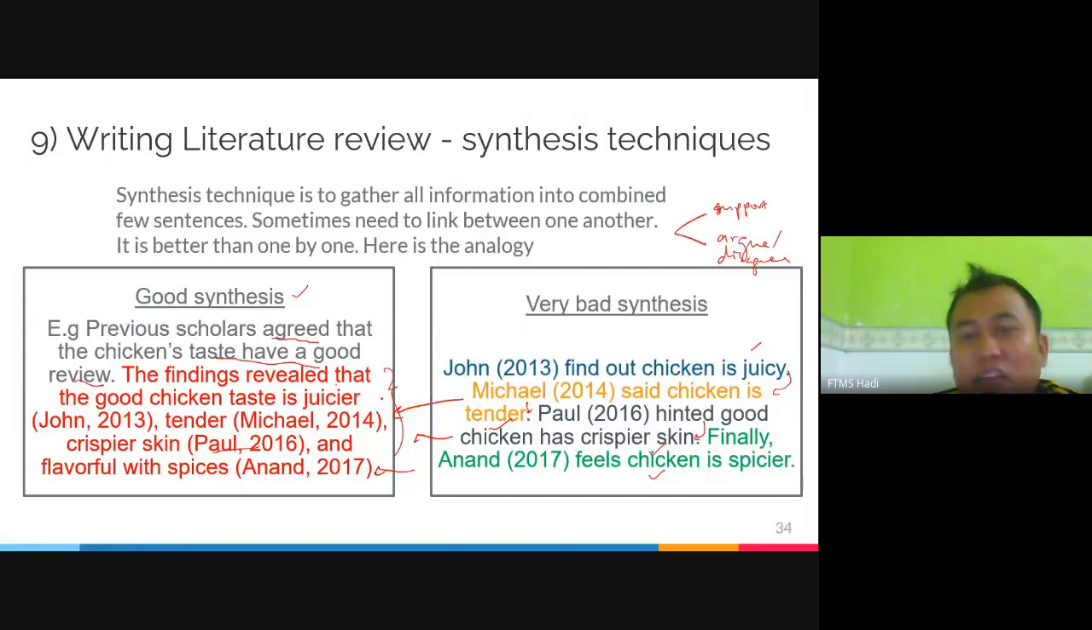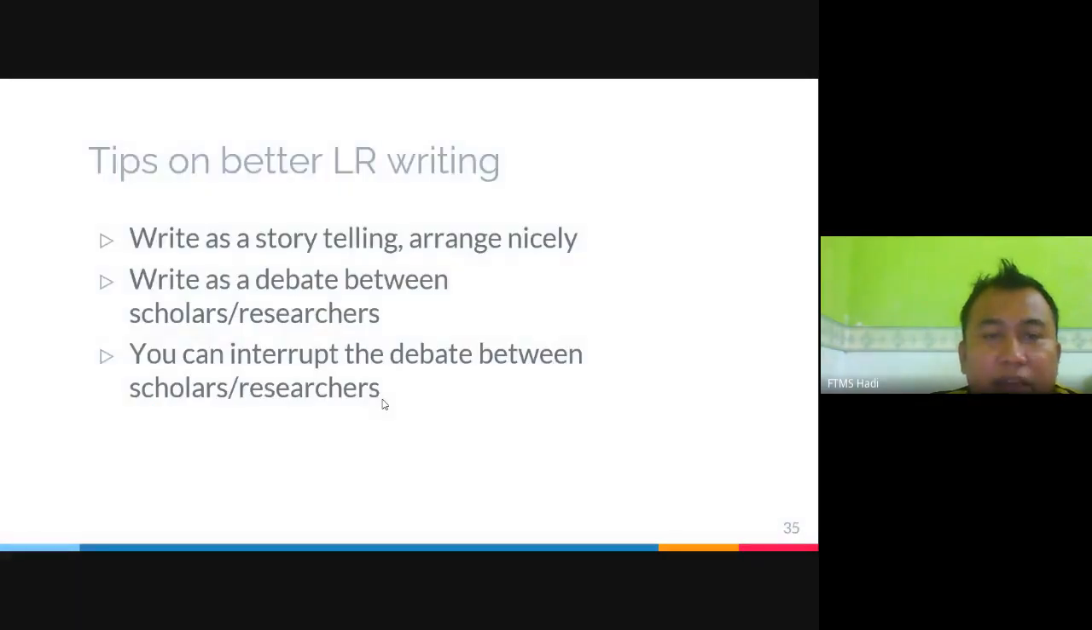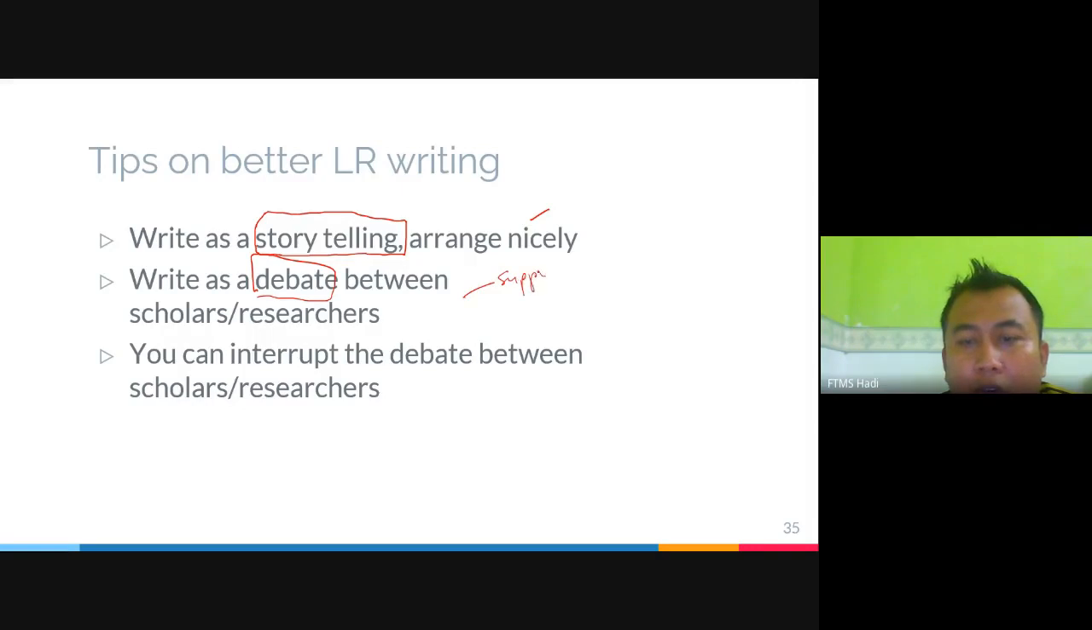Okay, that is the analogy. Let's have a look at the tips on better LR writing. After this, I will go for the real example. How to write this LR effectively? You just write it as storytelling, because it's like a storyteller. Arrange it nicely, and then write it as a debate between scholars and researchers. Debate either support or argue.